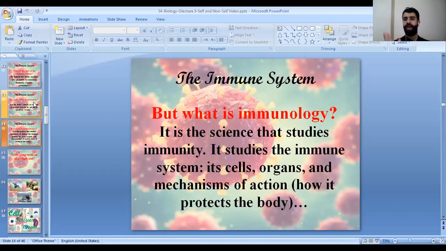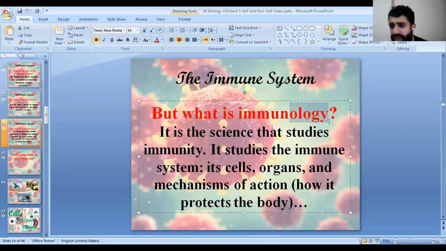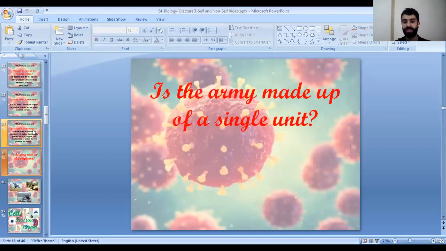What is immunology? Immunology is the science. Most words that end with ology are a science. So immunology is the science that studies immunity. It studies the immune system, the cells of the immune system, the organs of the immune system, and how it protects the body. It's called the mechanism. So here, the mechanism of the immune system, how does it work?